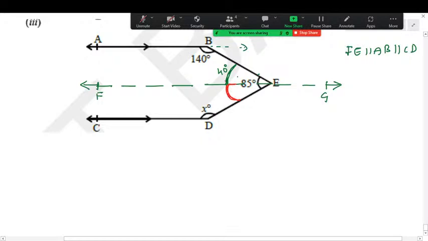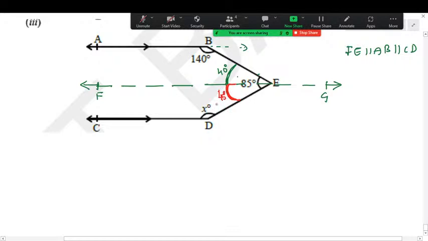So then I have to figure out the value of this angle. That is 40. What is the value of this other angle? 45 degrees. Okay.